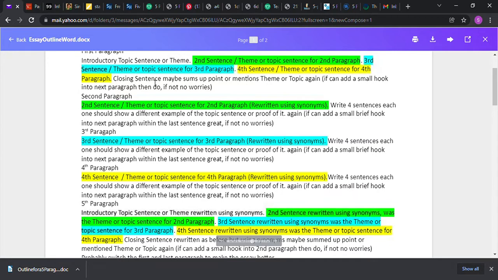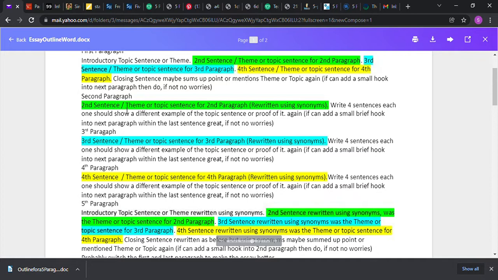So then your second paragraph, you're going to take that second sentence from the first paragraph in your essay, and you're going to rewrite it using synonyms. And you're not going to word it exactly the same. You want to make sure that you use synonyms, especially if it's being graded by algorithms, because they're probably looking for synonyms. But you also want to make sure it means the same. And you don't want to use the same words.